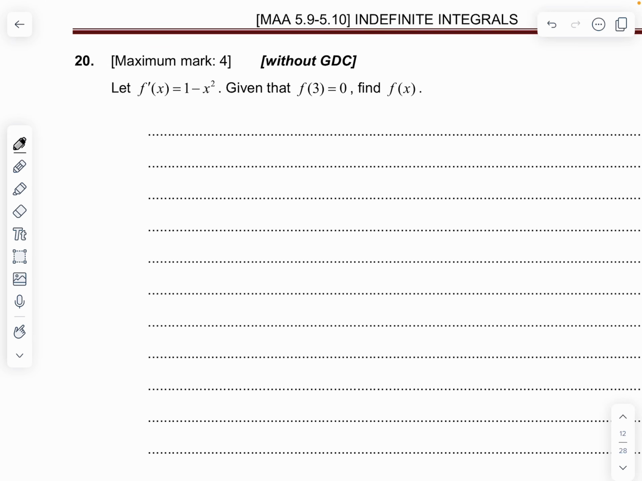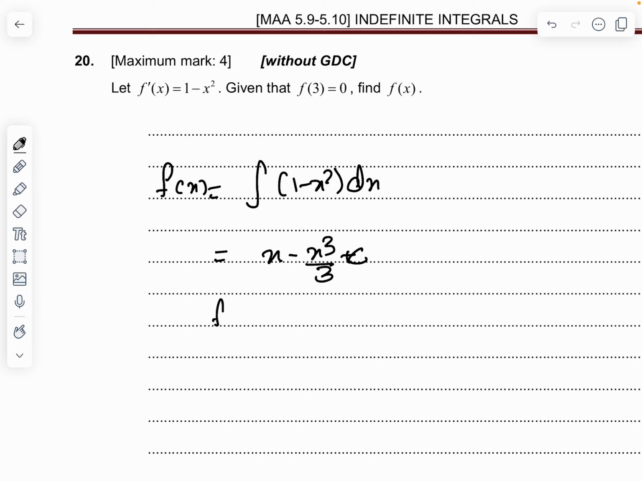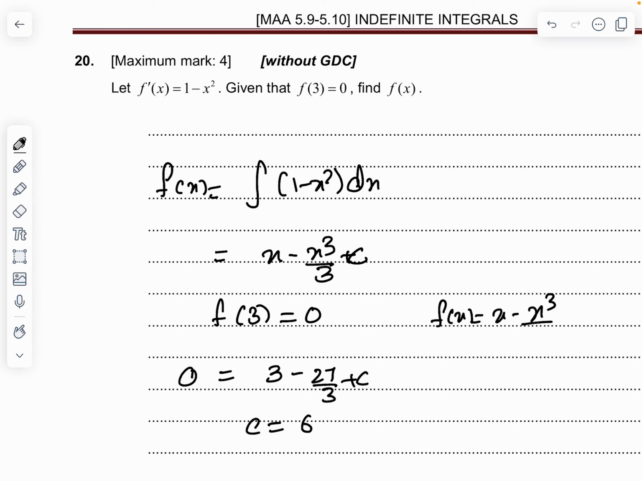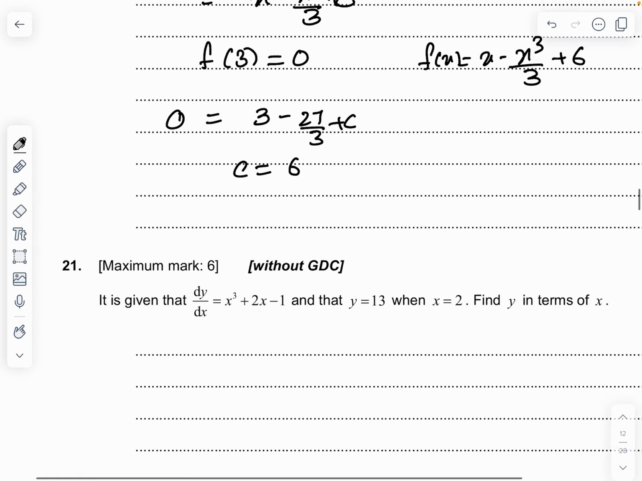Question number 20. F prime x is given, f of 3 equal to 0, find f of x. So f of x will become integral of 1 minus x square dx. So that becomes x minus x cubed by 3 plus c. But f of 3 equals to 0. So 0 equals to 3 minus 27 upon 3 plus c. This gives me c value as 6. So what is f of x? X minus x cubed by 3 plus 6.